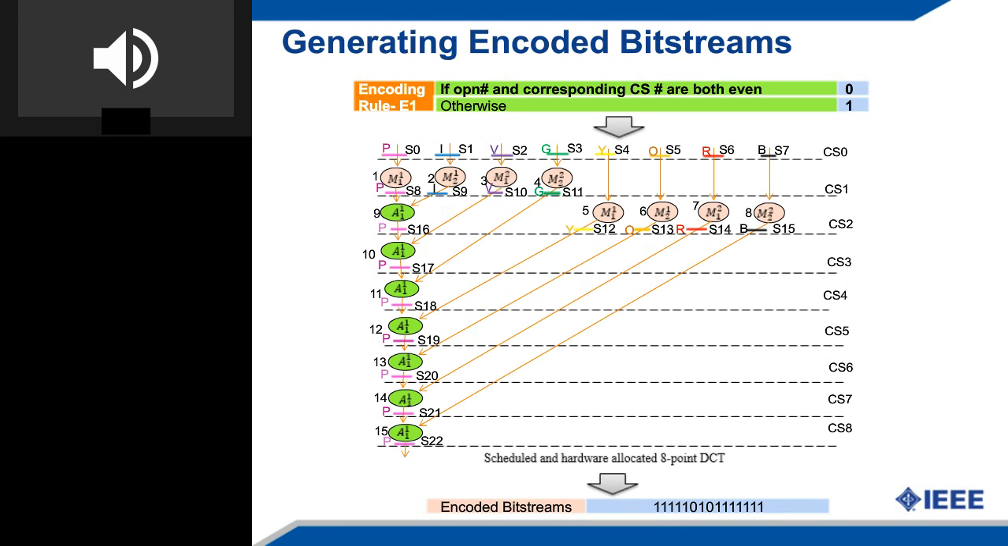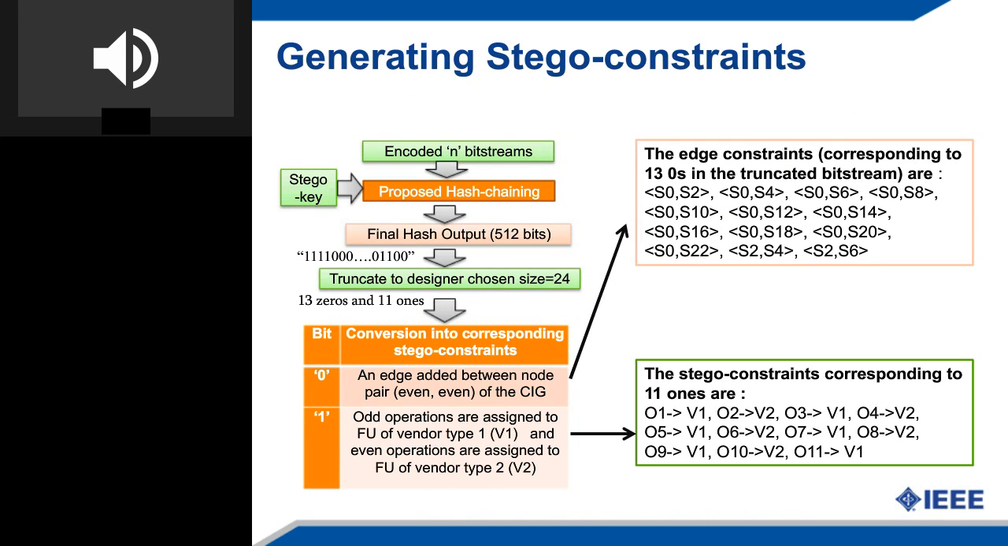So that's how an encoded bit stream could be easily generated for any DSP application that you take into account when you want to secure your hardware accelerator. Now, as I said, once you have these encoded n-bit streams, you can use this stego key in the proposed hash chaining to produce a final hash output, which could then be subjected to truncation by the designer. For example, a designer-selected size could be s equals 24, and then based on the conversion rules I mentioned for 0 and 1, the respective edge constraints could be generated.